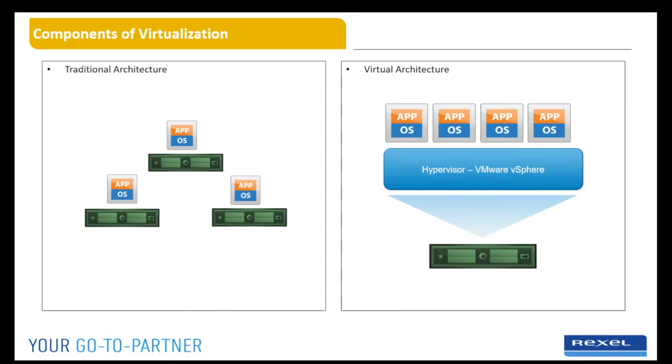On the right-hand side, we see what a virtual architecture looks like. In here, we have a physical server running a hypervisor operating system. Sometimes it's called a virtual host. In this instance, we're talking about the VMware infrastructure. So in this case, VMware vSphere is the hypervisor that's running. There are multiple options though. VMware offers some, Windows offers their Hyper-V, and then there are multiple Linux variants of hypervisors.